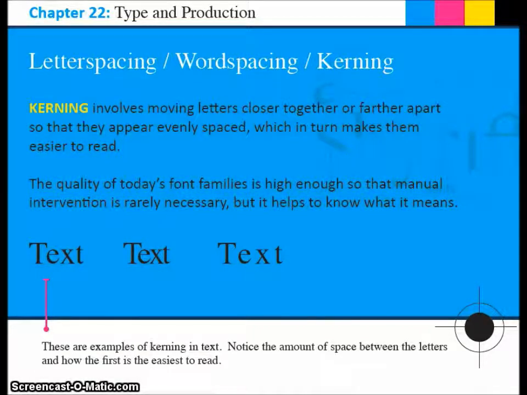This is about letter spacing, word spacing, and kerning, which kind of all fall in the same little category. Kerning involves moving your letters closer together or farther apart so that they appear evenly spaced, which makes them easier to read also. The quality of most of today's font families is high enough so that it does it automatically, but you may come into a situation where you would have to move the space in between the text to make something fit or to make it look more readable. So these three words are examples of kerning, so you can see the difference in less or more kerning.